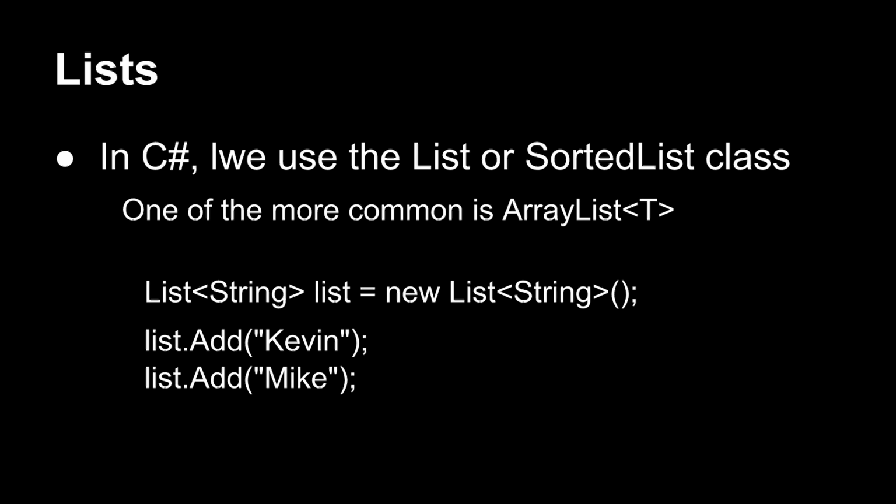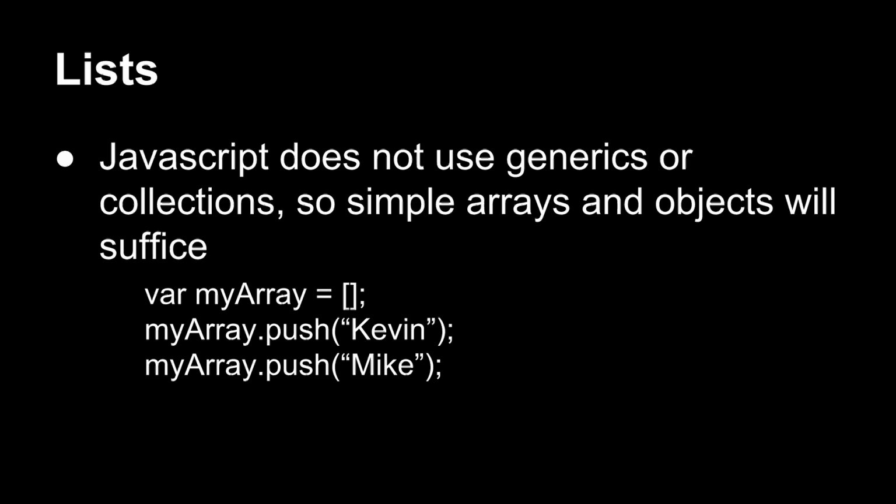In C#, we don't really use the ArrayList. We use the List string, which is the same thing as the ArrayList in Java. So you'll see that you've got List with the angle brackets and the type of string. You've got Add Kevin, Add Mike, just the same.